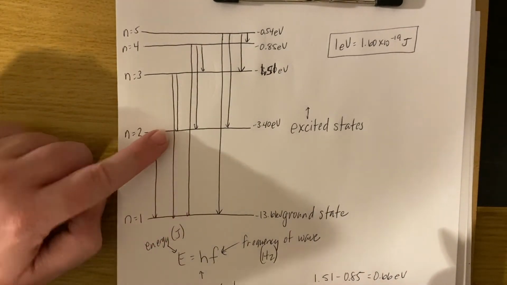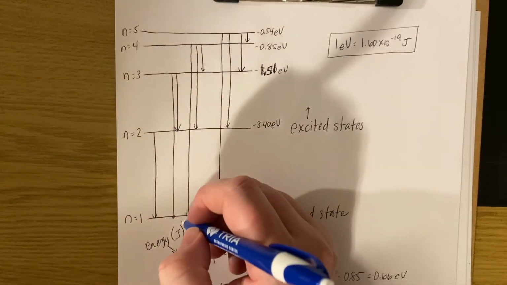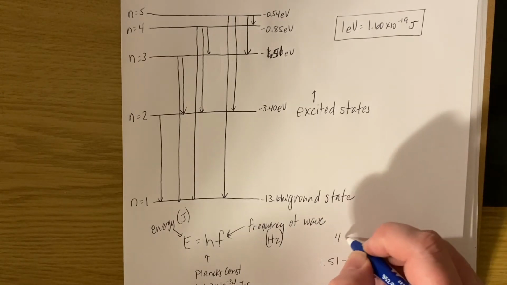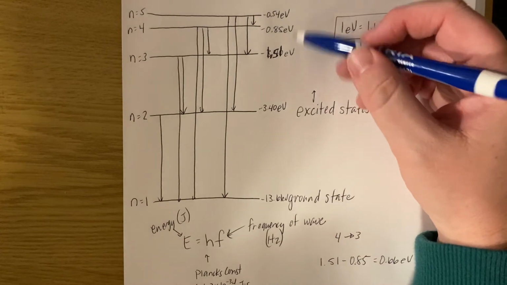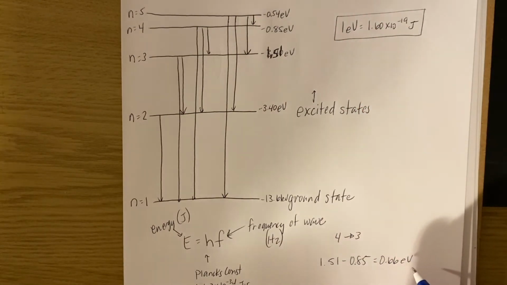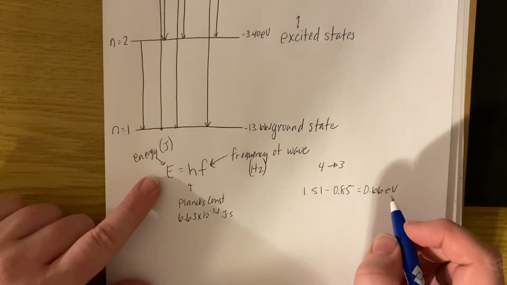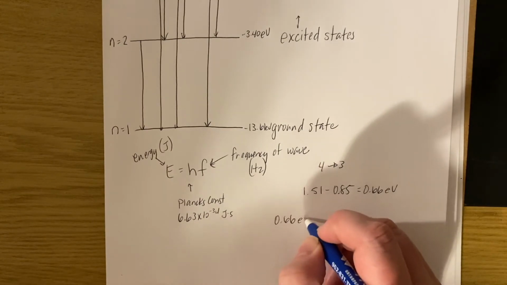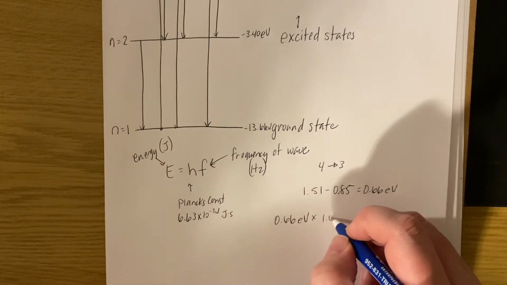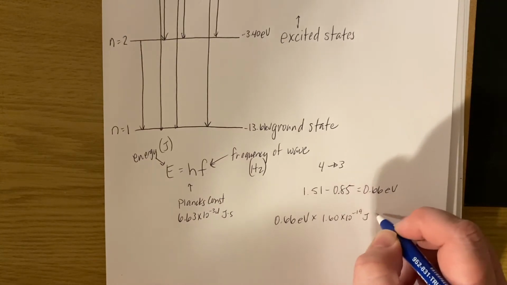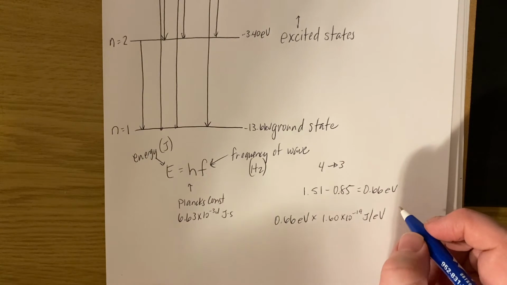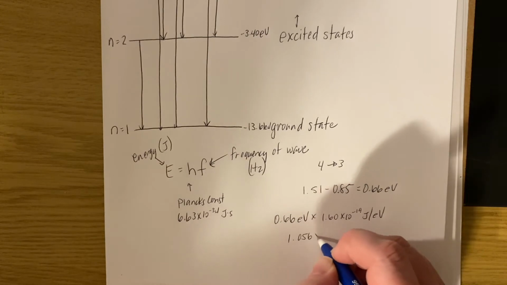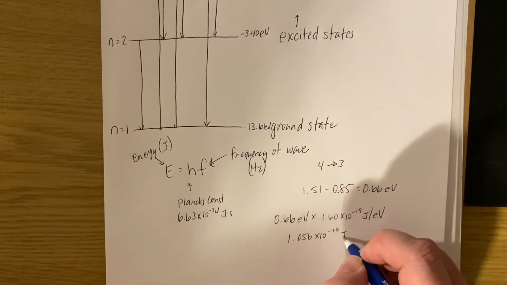If the arrows are being drawn up, it means that you're adding energy and you're making the electron go into the excited state. So if we're looking at it falling from 4 down to 3, we'll find the difference here. We have 0.66 electron volts. We need to get those electron volts into joules in order to work with the equation that we have. So we'll take 0.66 electron volts times 1.60 times 10 to the negative 19th joules per electron volt. And when we do that, we end up with 1.056 times 10 to the negative 19th joules.